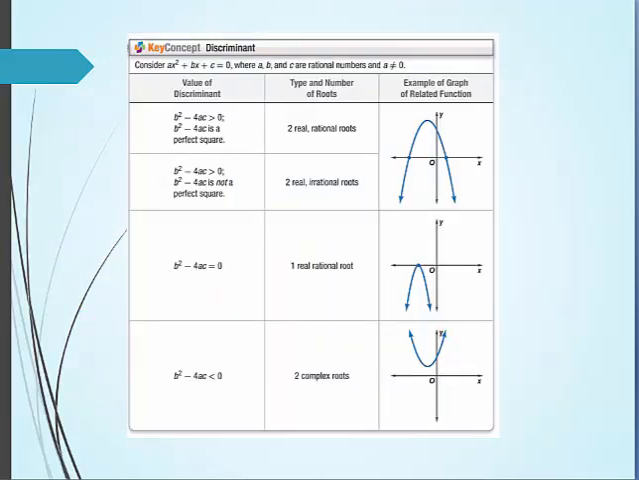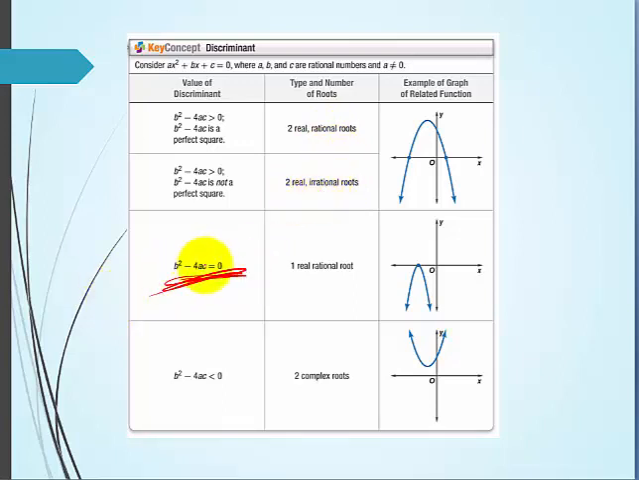Now, we have this term called the discriminant, and the discriminant is the actual expression that's found underneath the radical in the quadratic formula. So it's just the b squared minus 4ac. And if you think back to the examples that we just went through, if we simplify that and the solution was a positive number that was greater than 0, we would always end up with 2 different x-intercepts, regardless of if they were real or rational.